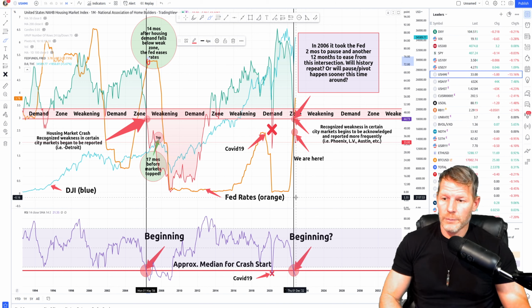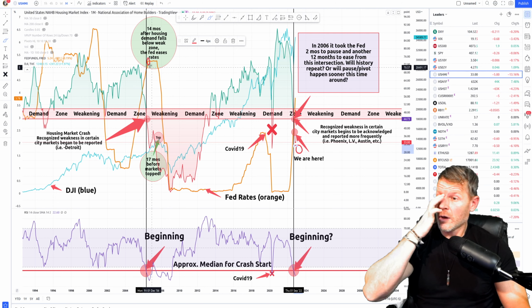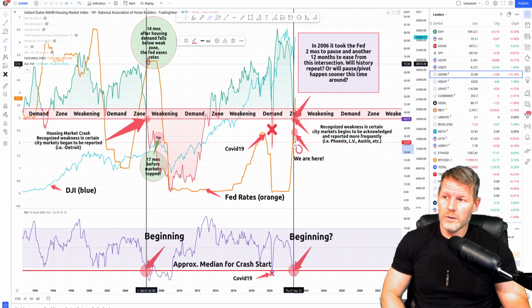Anyways, that would represent similar action as what was taking place over here in 2006. It took 2 months before we crossed this threshold, before the Fed really paused anything. So in this case, it would be a full 3 months, all right? Somewhere down here, the Fed pauses rates, and then look how long it took before they started to do their QE, quantitative easing. It took a full 12 months from the time of this pause, 14 months after the housing market fell below that weakening demand zone, before they actually injected money into the system again.